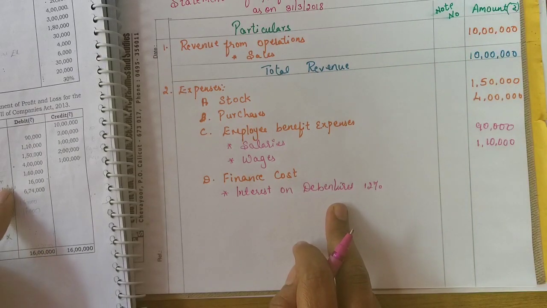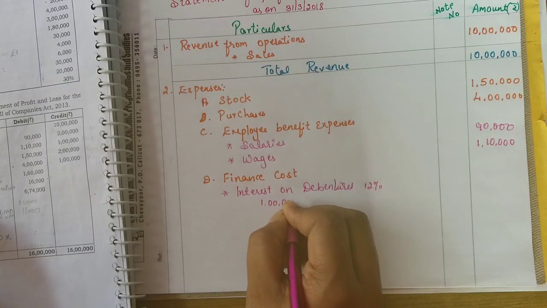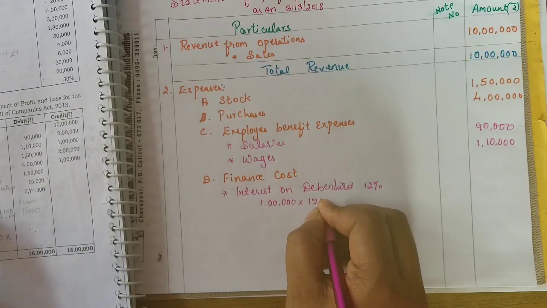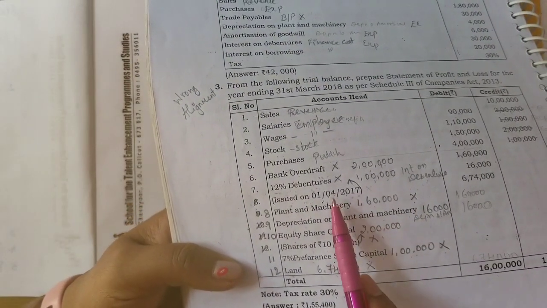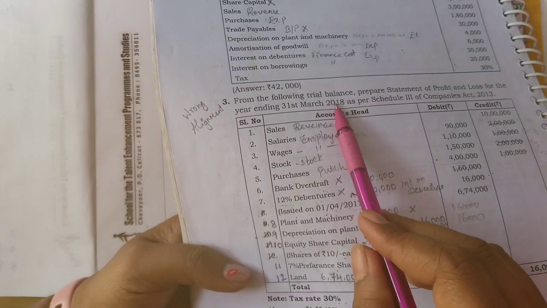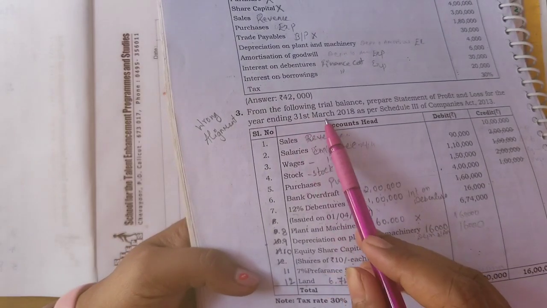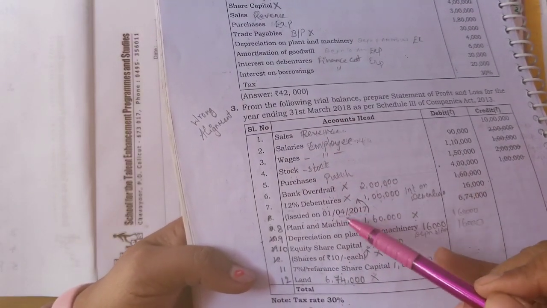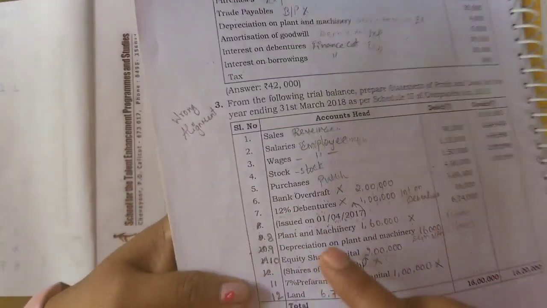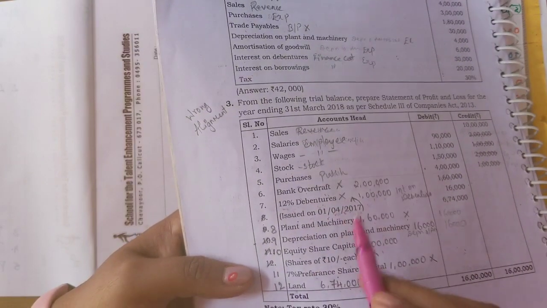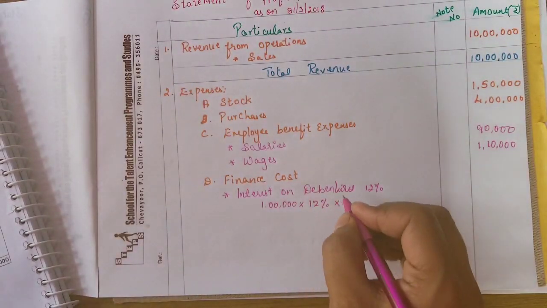The amount of debenture is 1 lakh. So 1 lakh into 12%, into the date is given right here. So it is 2017 till 2018 we need to calculate. It starts from 1st April and ends at 31st March 2018. So if you calculate the number of months, it comes to 12 months only. Sometimes it can be different dates, so you need to calculate from the issued date till the trial balance date. So here you will get 12 months.